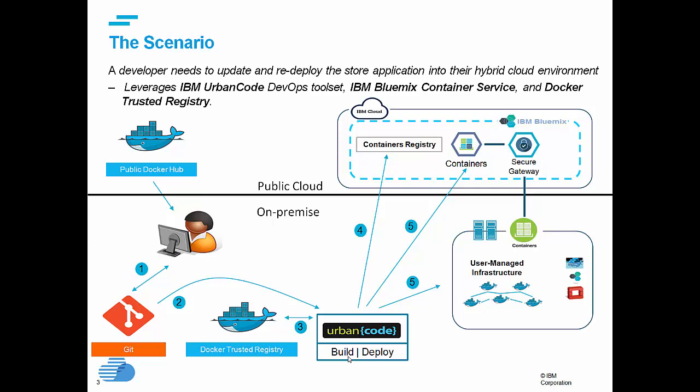And it will deploy the backend containers to an on-premise Docker Swarm infrastructure using their images from the on-premise Docker Trusted Registry as well. Also, the front-end application connects securely using Bluemix Secure Gateway Service to the backend components running on-premise. So let's start with the demo.